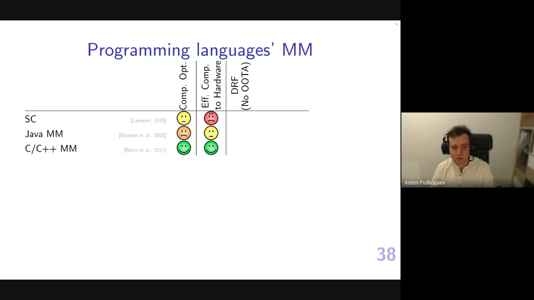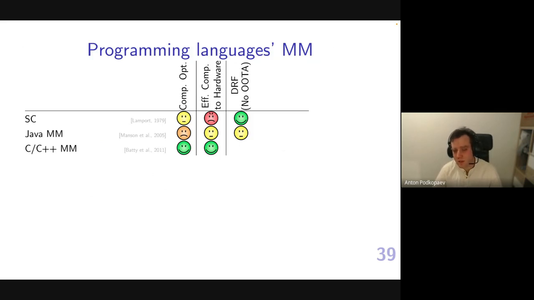And so what about DRF guarantees, which I already mentioned? So in C++, everything is fine. I'll just remind you that the data race freedom guarantee says that if you have no sequentially consistent data races in your program, then you have sequentially consistent behavior. Obviously, it's fine for sequential consistency. For the Java memory model, it's arguably okay.